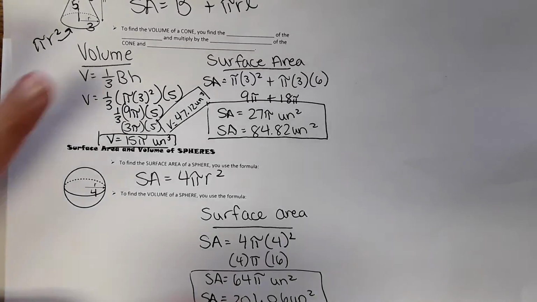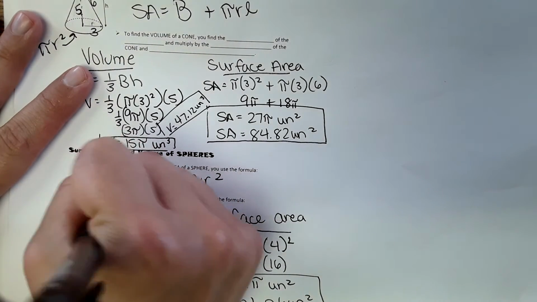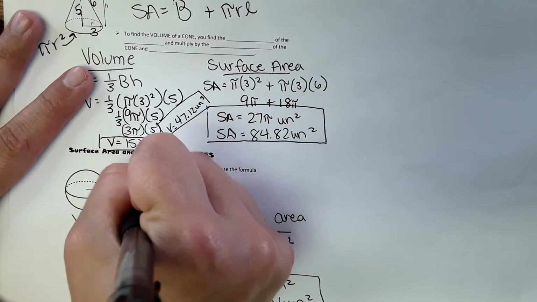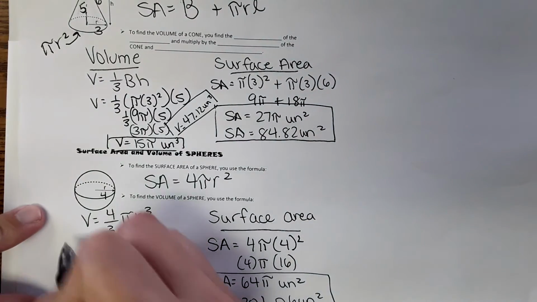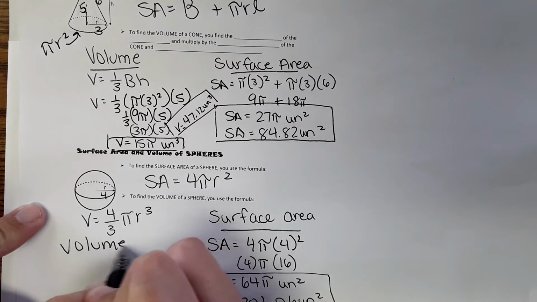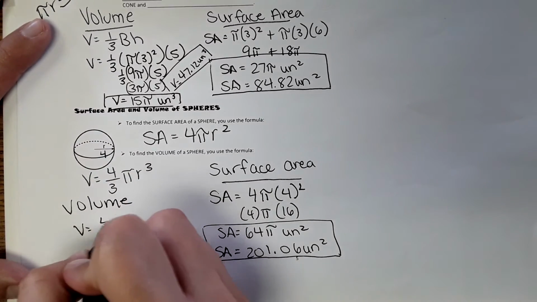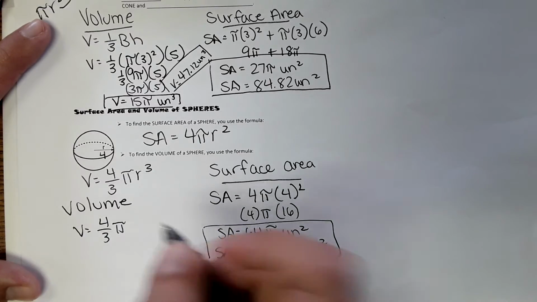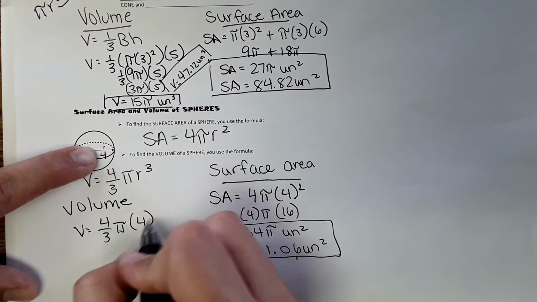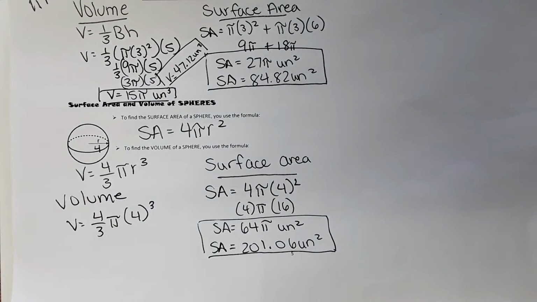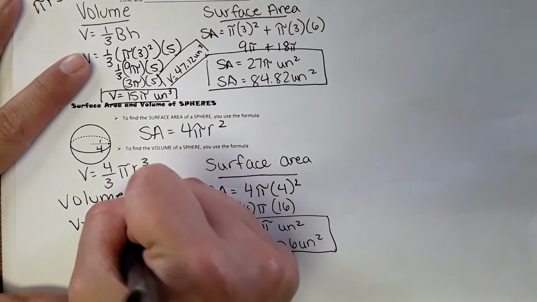And then we have volume of a sphere. Volume equals 4/3 pi r cubed. That's volume of a sphere. So volume equals 4/3 pi r is 4 cubed. 4 times 4 times 4, that came up a lot today. It is 64.